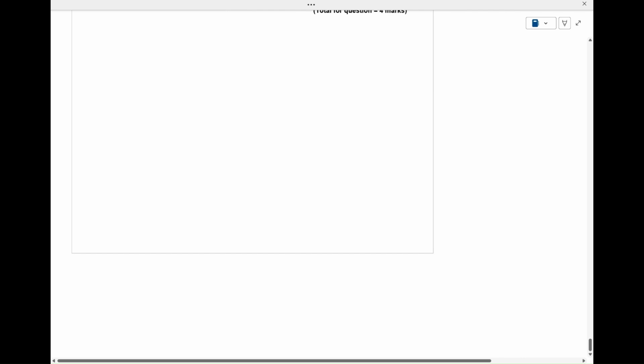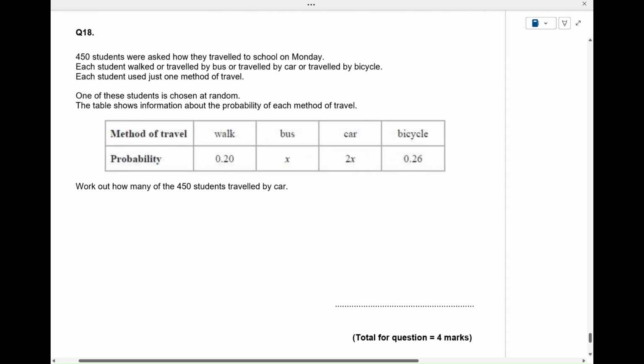Question 18. I think this is our last question. Yes, it is. Well done for getting this far. 450 students were asked how they travelled to school on Monday. Each student walked or travelled by bus. Look, walk, bus, car, bicycle. Each student used just one method of travel. Each of these students is chosen at random. The table shows information about the probability of each method of travel.